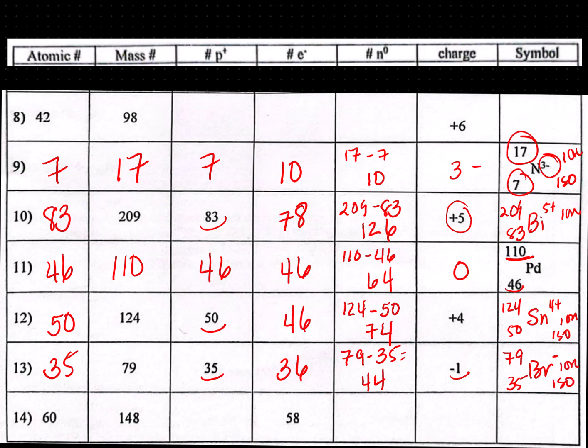60 is an atomic number. It is the number of protons. The number of protons does not equal the number of electrons by 2. 60 minus 58 is 2. We have more protons, so this is going to be a positive or a cation. Since the mass number is given, to find the neutrons, we use the mass number given. 148 minus 60 will give you 88. This is Nd. The charge is 2 plus. Mass number is 148. Atomic number is 60. This is an ion. It is also an isotope because it does not match the periodic table.